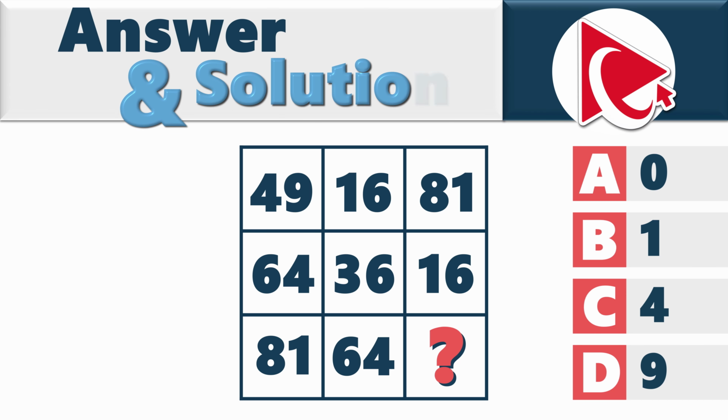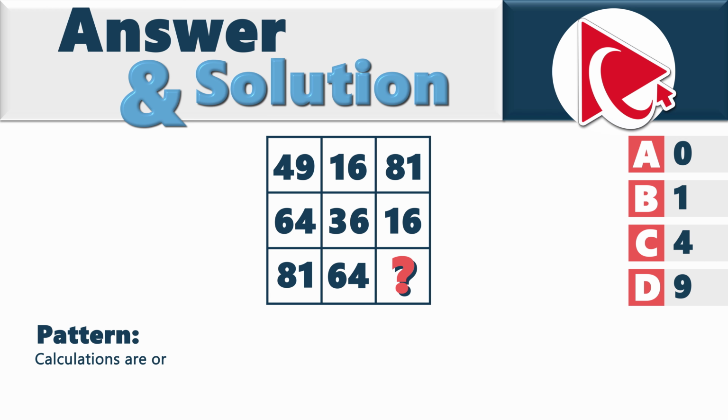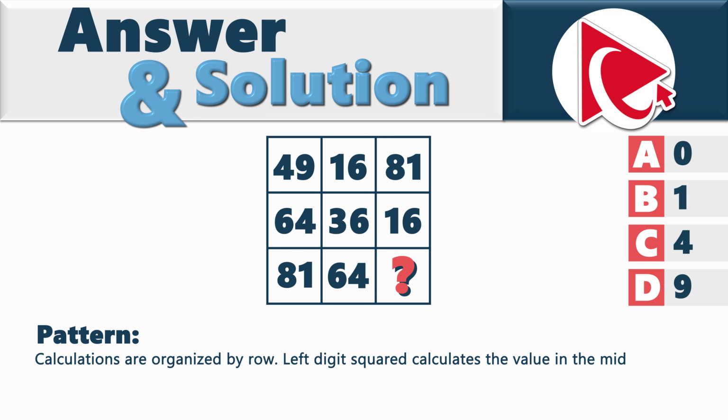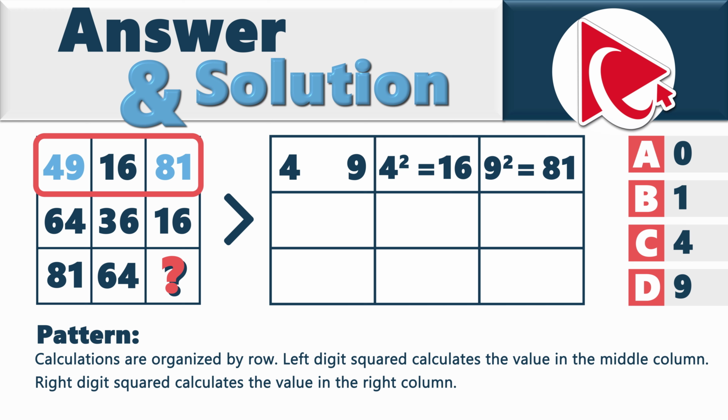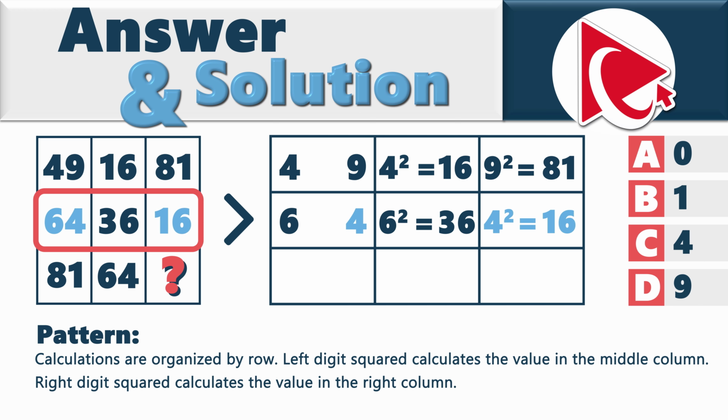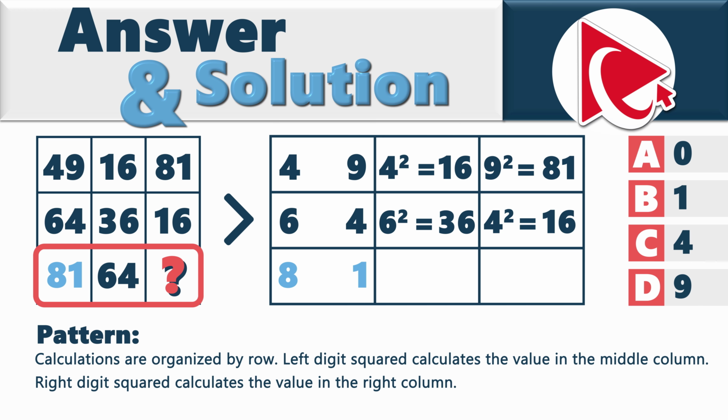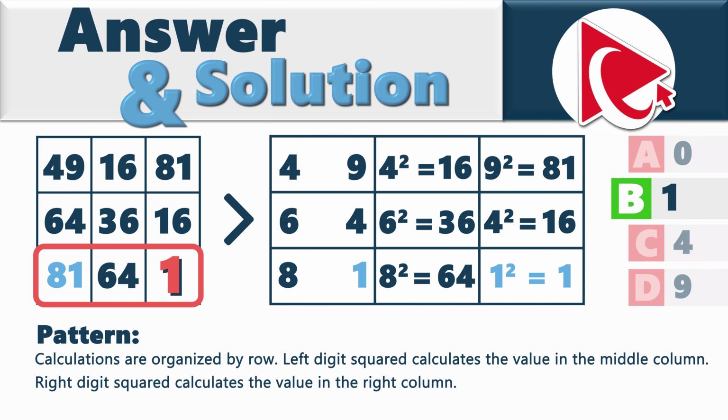To solve this challenge, we need to understand the pattern. And the pattern here is that calculations are organized by rows. Digits in the left column are used to calculate the values in the middle column and in the right column. Let's look at the specific examples. As I already mentioned, the number in the upper left corner is 49. We use 2 digits from the 49, 4 and 9, and we use them separately. Then we square them. 4 squared equals 16, which is the value in the middle column. And then 9 squared equals 81, which is the number in the right column. Same way we do calculations in the middle row. 6 squared equals 36, and 4 squared equals 16. Using the values in the bottom row, we can calculate the missing number. 8 squared equals 64, and 1 squared equals 1. So the correct answer here is choice B, 1.